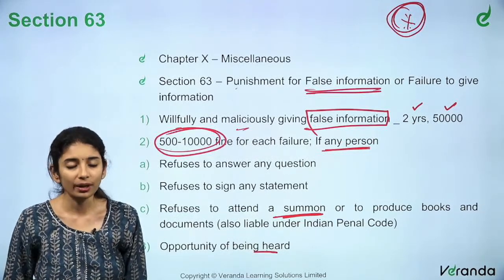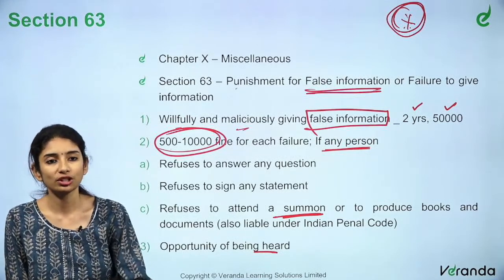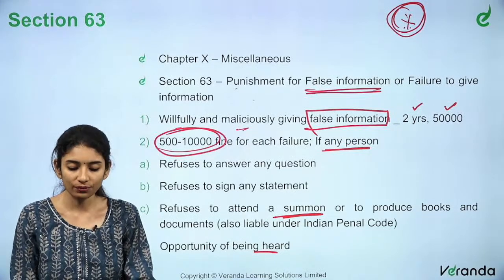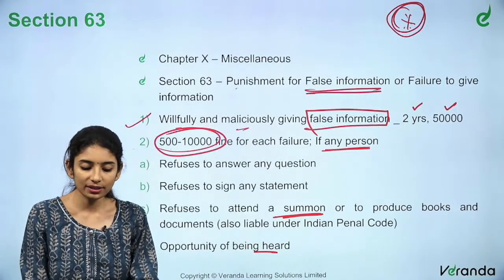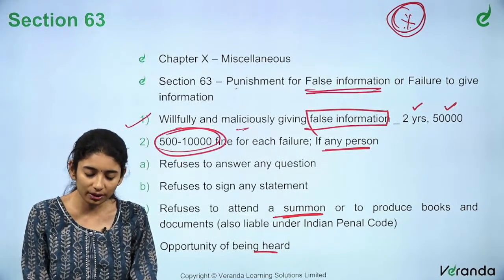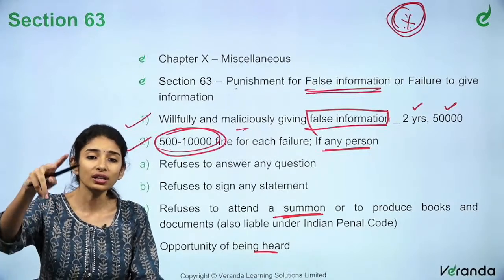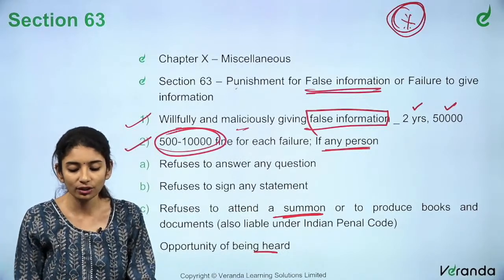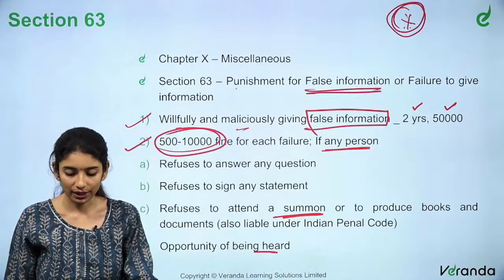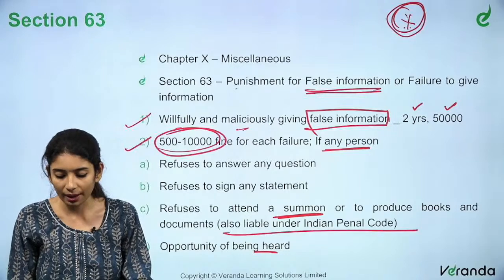Third, I need to give them an opportunity of being heard. So we're talking about section 63, punishment for false information. False information is covered in the first subsection. The other one talks about punishment for failure to give information, not even given information. If the information is given and it's false, then 2 years, 50,000. If information is not even given, then it is 500 to 10,000 for each failure. Now, if they do not appear in the hearing or summon, then they are also liable under the IPC, Indian Penal Code. Clear?